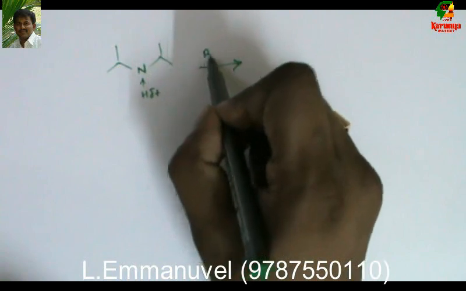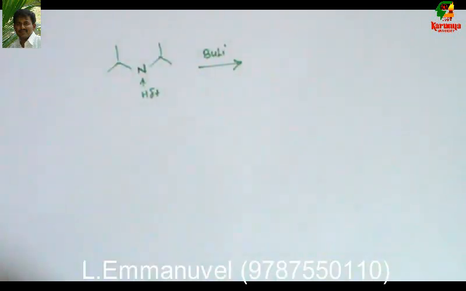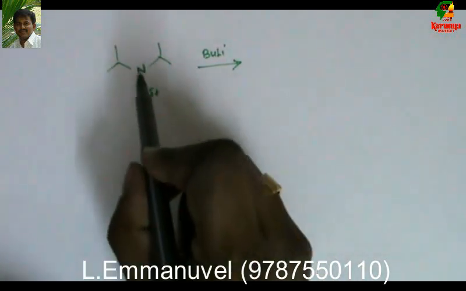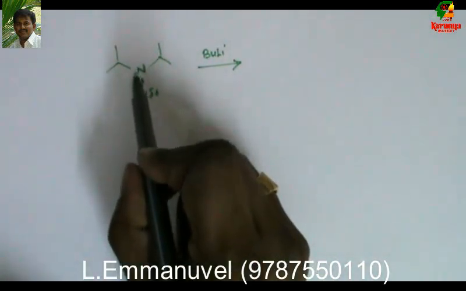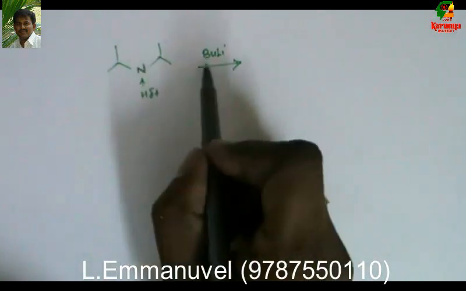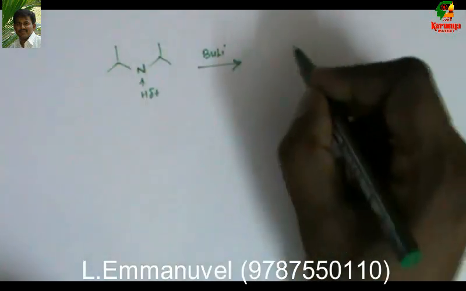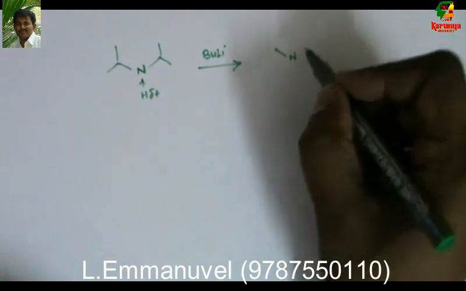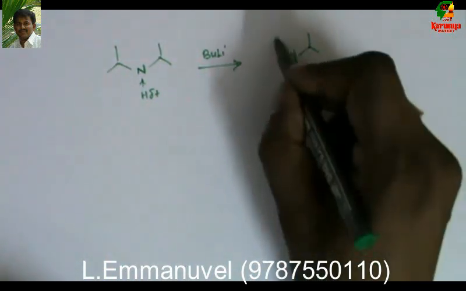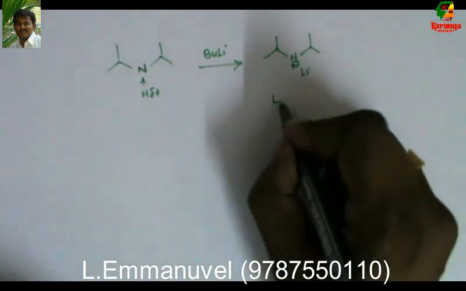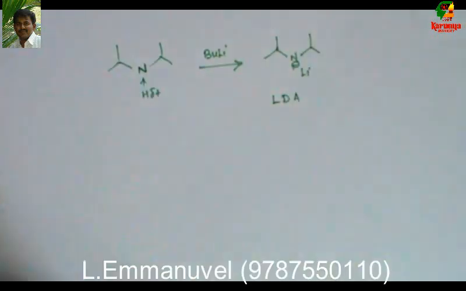It should be a strong base. Sodium hydroxide cannot take this proton because the electronegativity of nitrogen is somewhat less than oxygen. So we need a stronger base like butyllithium, which can abstract this to give this lithium salt. So this is called LDA, lithium diisopropyl amide.